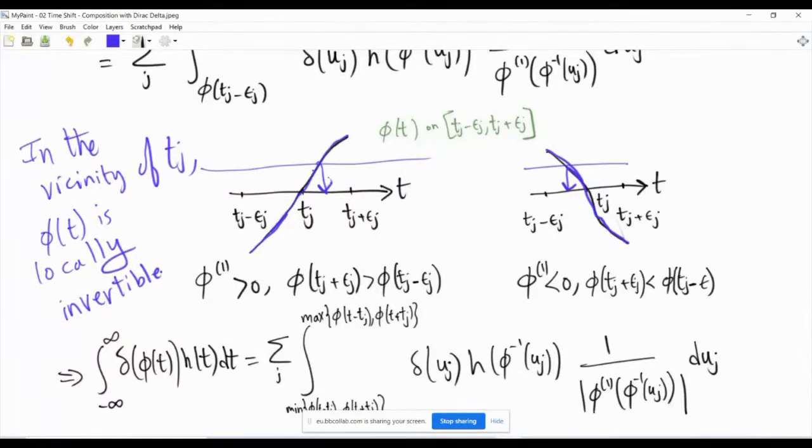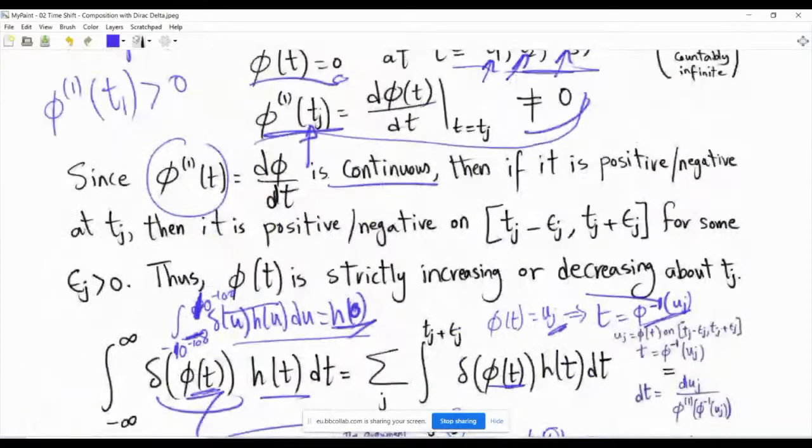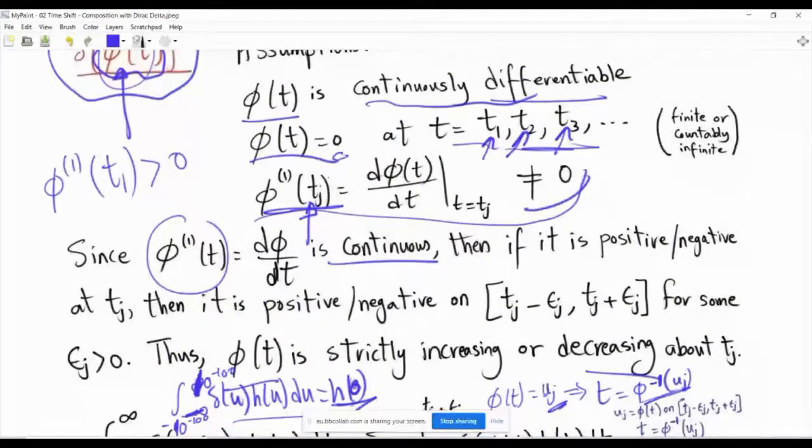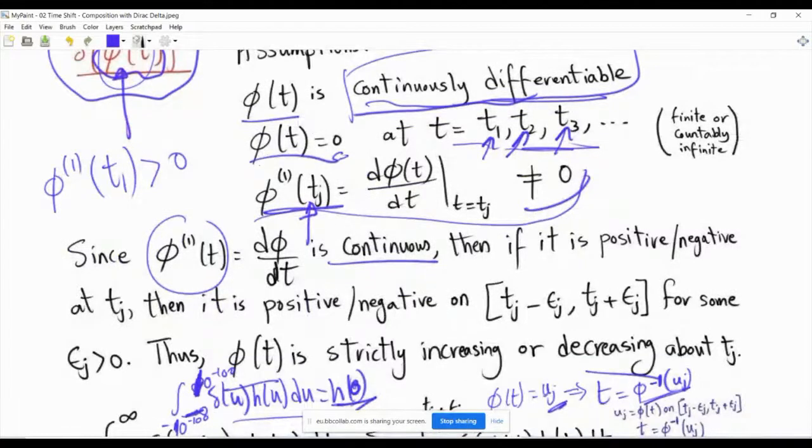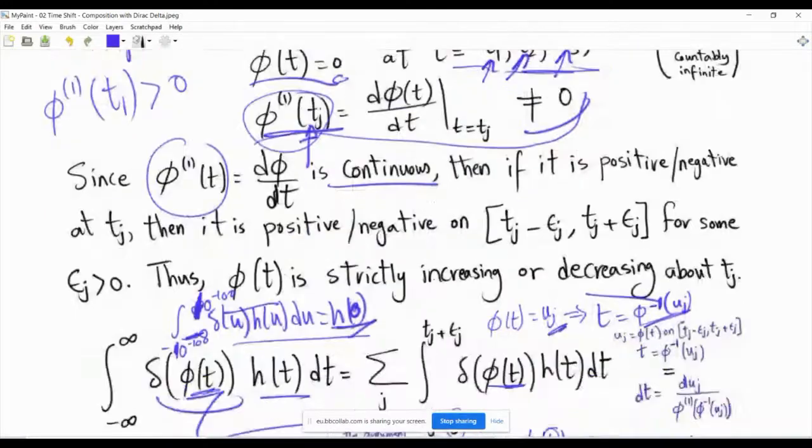So the function is locally invertible, and for the function to be locally invertible, we needed, again, this is not something that happens for any function, we needed this assumption, that phi of t is continuously differentiable, which means that it is not only differentiable, the first derivative itself must be a continuous function. Moreover, the value of the first derivative at those t1, t2, t3 must be strictly positive or strictly negative. Otherwise, my argument here will fail.